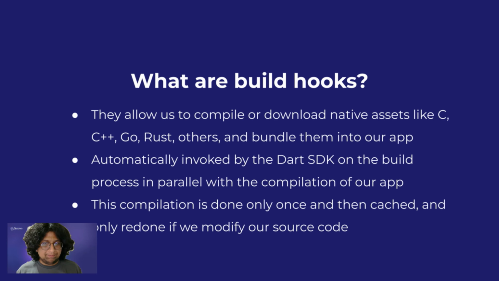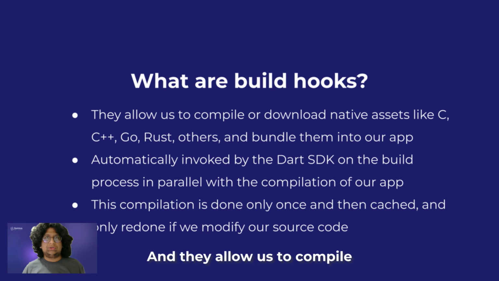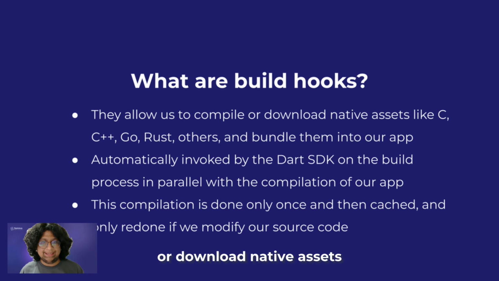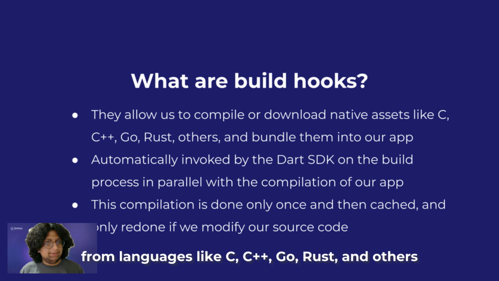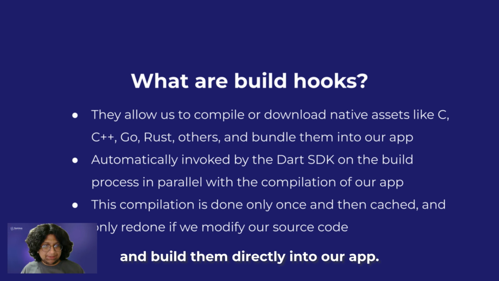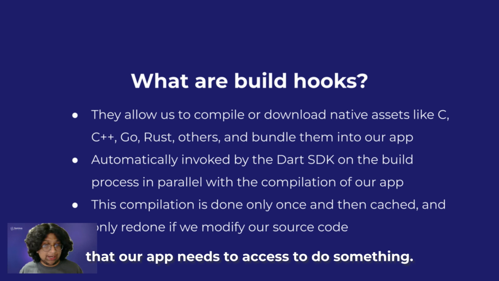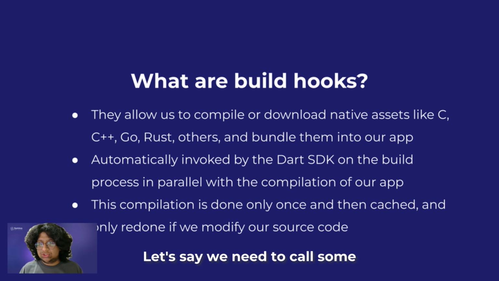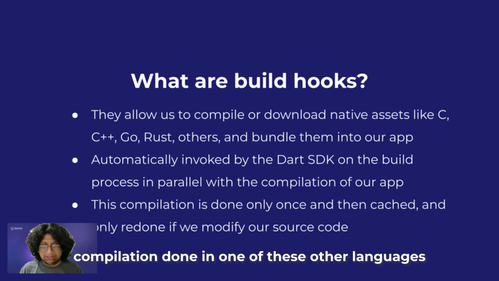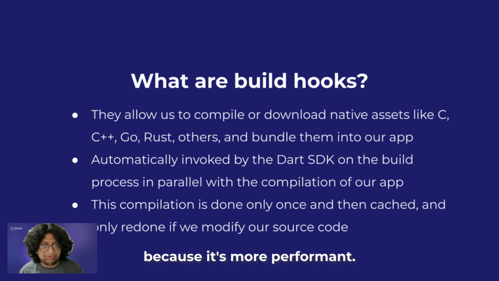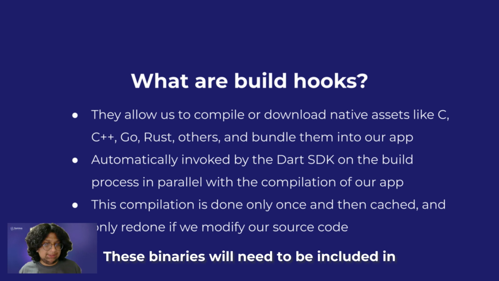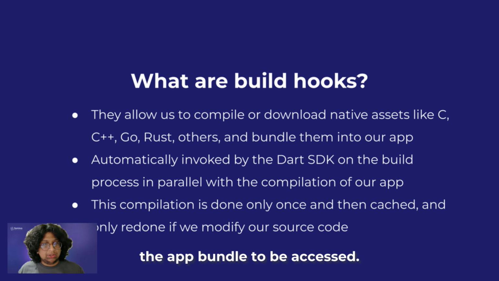What are build hooks? Build hooks is a new feature introduced in the latest version of Dart, right now Dart 3.10. And they allow us to compile or download native assets from languages like C, C++, Go, Rust, and others, and bundle them directly into our app. Native assets, to be clear, are just binaries that our app needs to access to do something. Let's say we need to call some computation done in one of these other languages because it's more performant. We'll need these binaries to be included in the app bundle to be accessed.